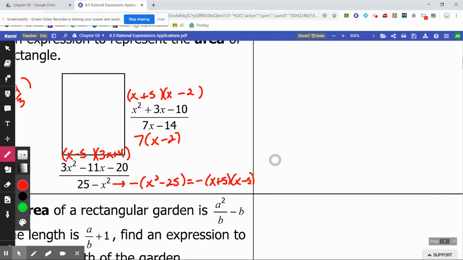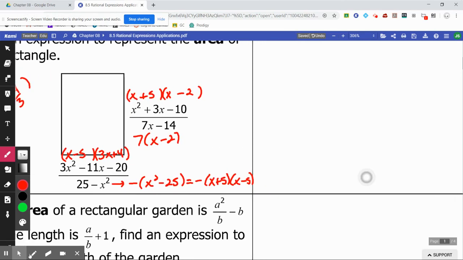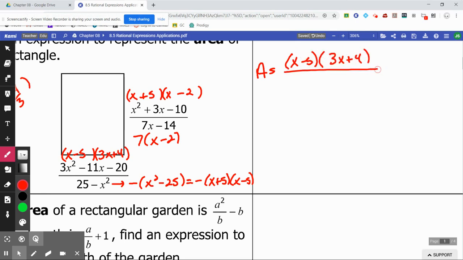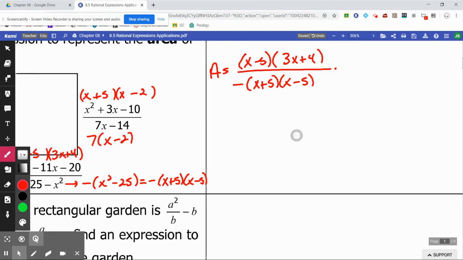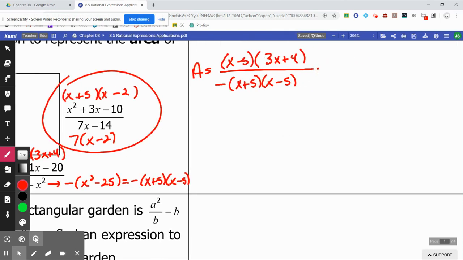So now let's multiply the two terms together. Area is equal to length times width. So my width down here is going to be, again, x minus 5 times 3x plus 4 over the bottom was a negative and an x plus 5 and an x minus 5 times this term, which is x plus 5 times x minus 2 over 7 parentheses x minus 2.